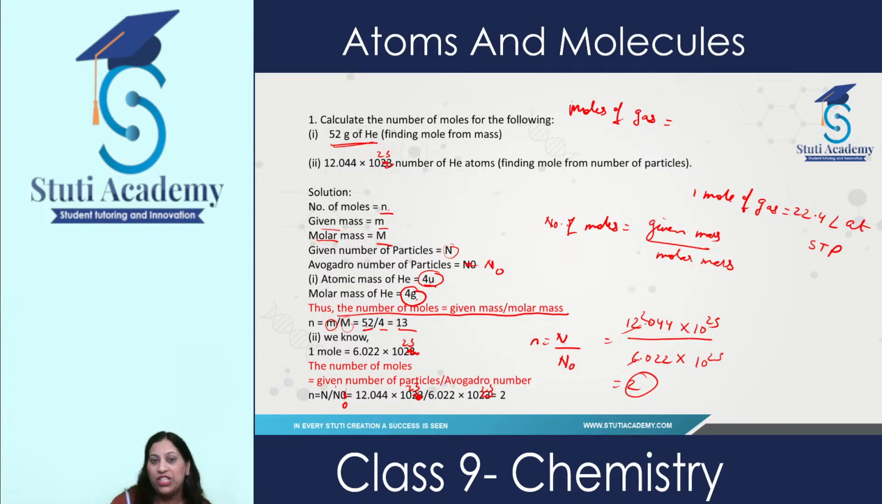So if we want to measure the volume of a gas in moles, we use this formula: moles of gas is equal to volume of gas, which is in centimeter cube, divided by 22.4 liter, or you can write 22400, but it is at STP, that is standard temperature and pressure. So this is how to find out the moles of gas.